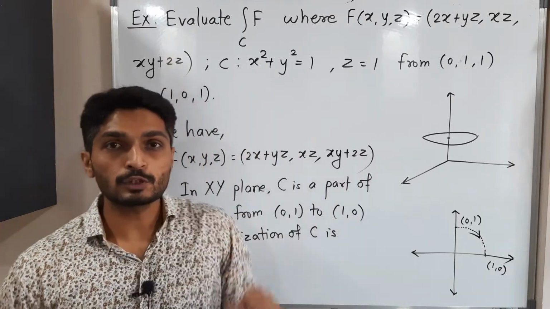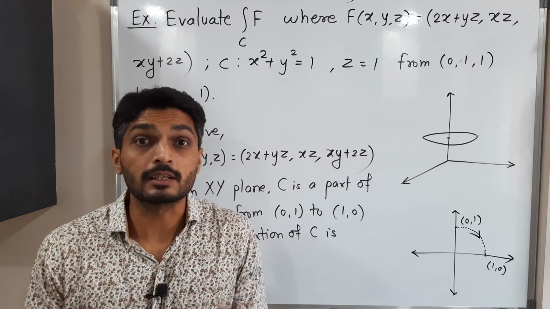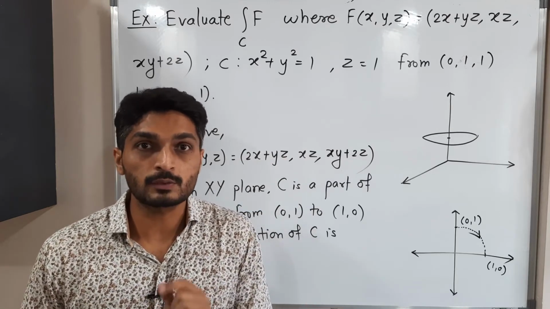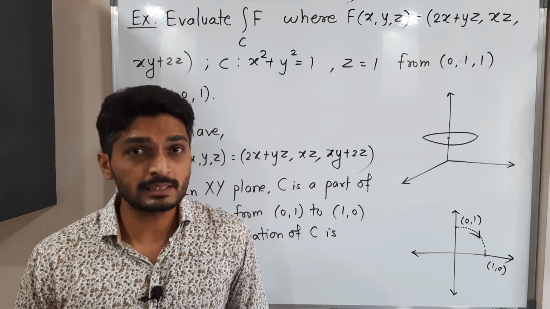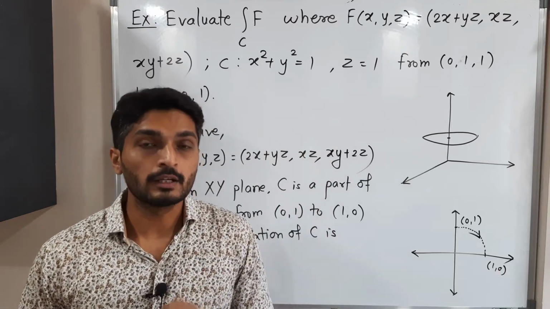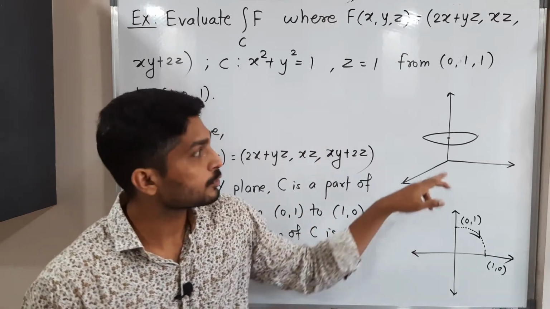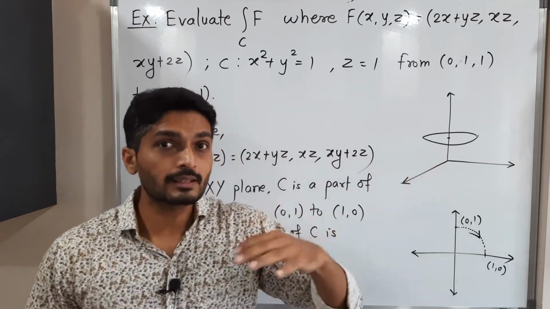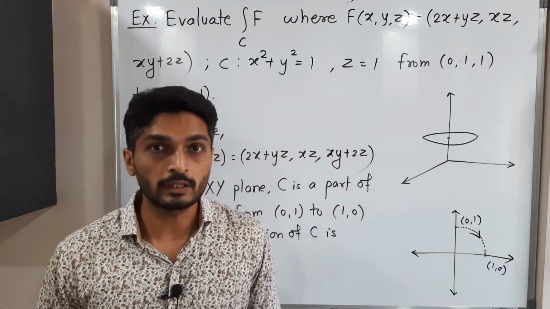By looking at this equation, you can easily say this is the equation of a circle having center at the origin and radius 1 in the xy plane. But see, it has some height also. So we have a three-dimensional figure. Getting? So here z is equal to 1. So as you can see in this diagram, that circle has some height. Getting? So it's a circle.